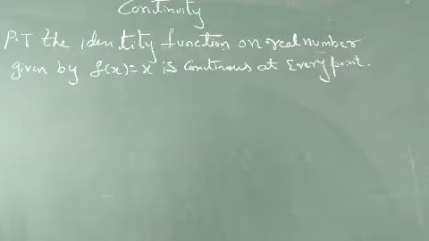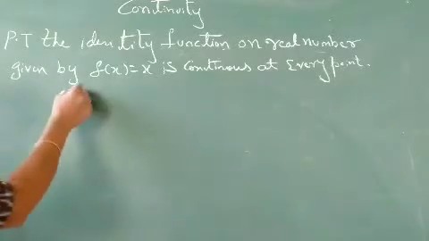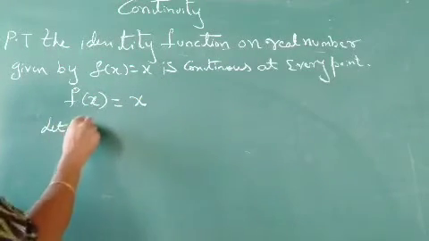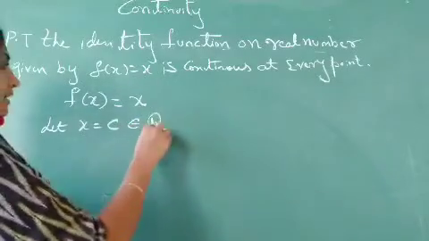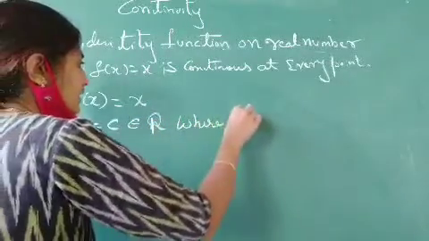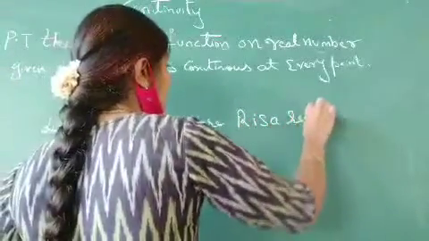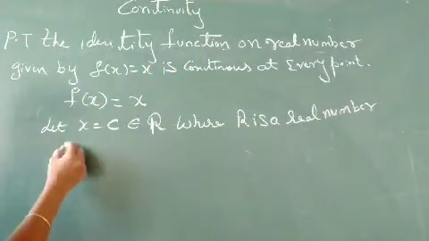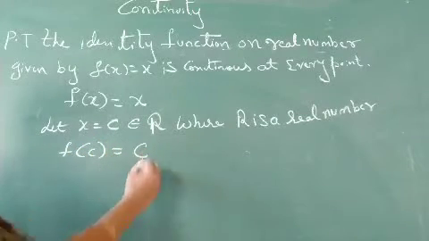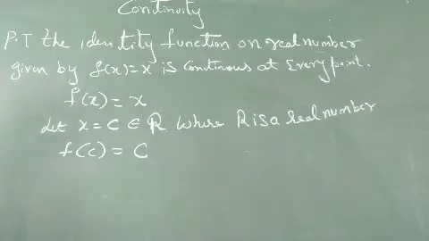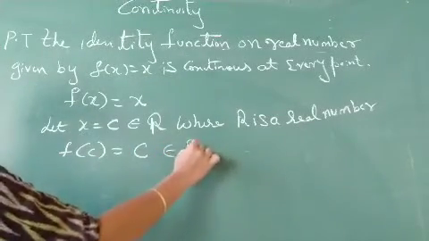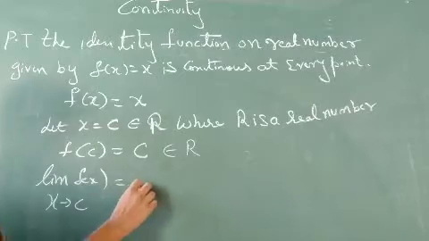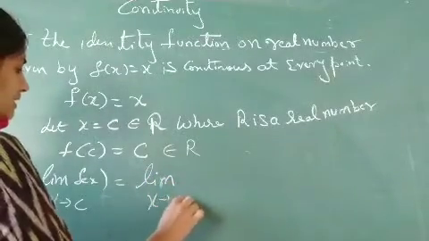How to show that it is continuous at every point? Given f of x is equal to x, let x is equal to c, which belongs to R, where R is the real numbers. So f of c is equal to c, which belongs to R. Limit of f of x as x tends to c is equal to limit x tends to c.